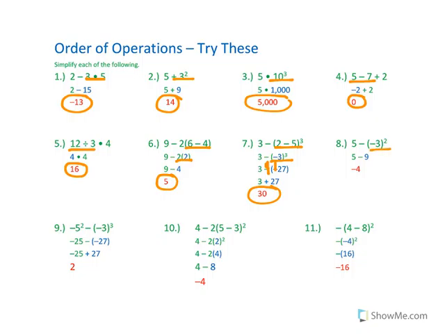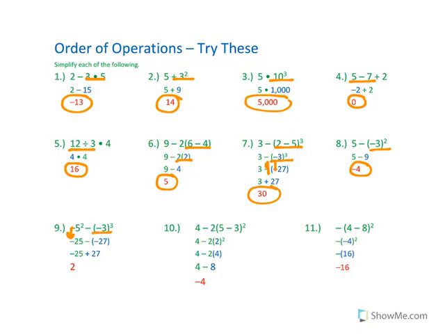5 minus negative 3 squared. 5 minus 9, negative 4. Let's see, these two are independent of each other, so I can actually do them at the same time. Bring down your minus. Remember, that's not attached to the 5 that's being squared. It's before it. So it's going to be negative 5 times 5, negative 25.